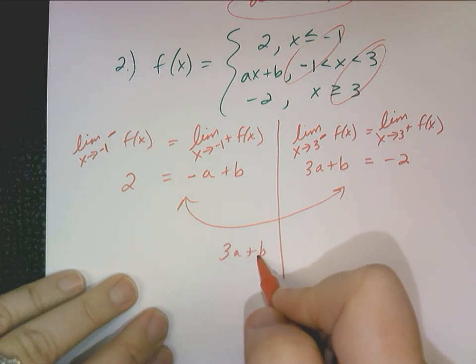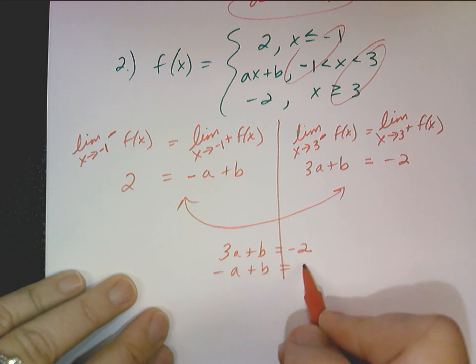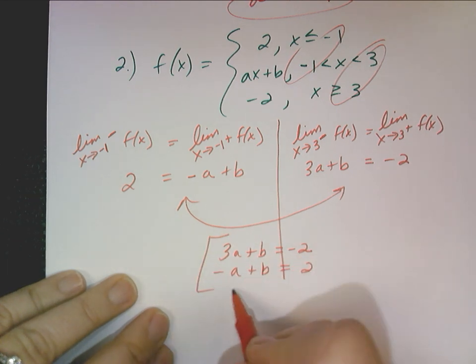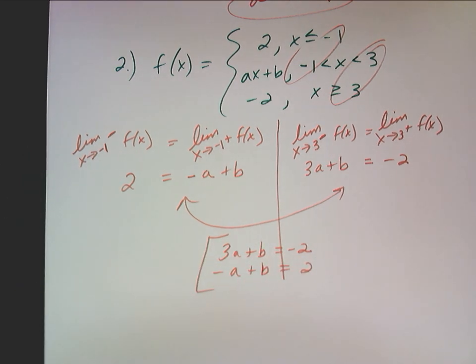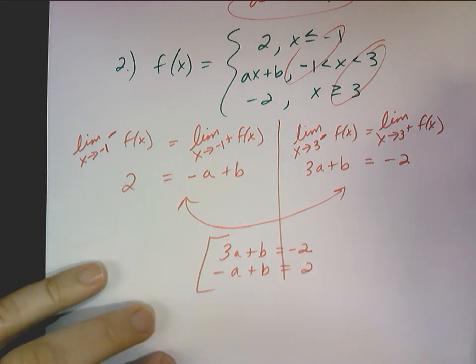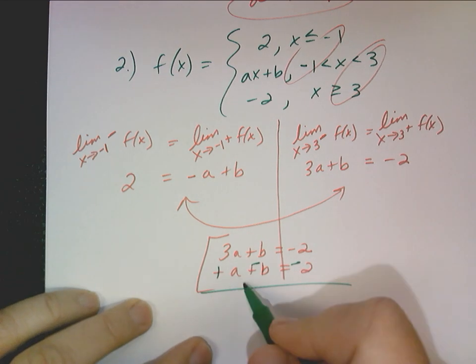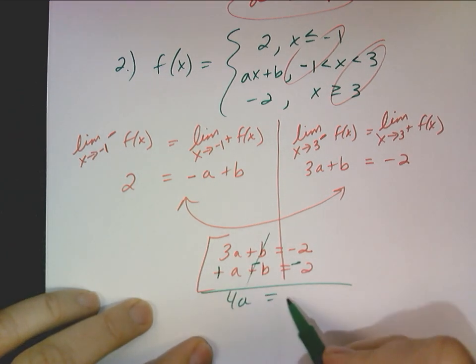How about I write it like this? 3a plus b equals -2, negative a plus b equals positive 2. Oh, not a matrix. It's a system. You could do matrices if you want to. This is a system. But you can easily add these up and down right now and get rid of the b's, probably, right? Multiply by -1, so this will change. Oh, let me change pen so you can see. I get 4a equals -4.